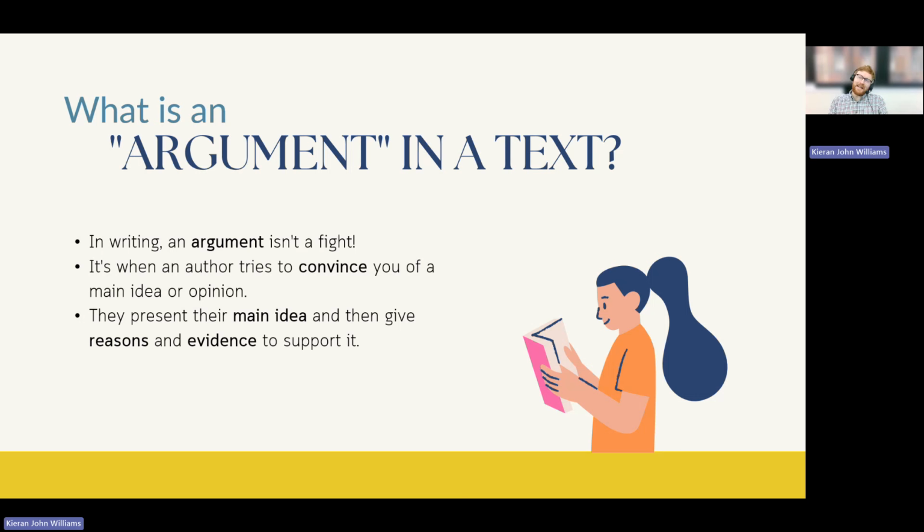So what exactly is an argument in a piece of writing? An argument in this context isn't about shouting or winning a debate. It is about persuasion through logic and evidence. When an author makes an argument, they present a main idea, which we call a claim, and then they support that claim with reasons and evidence. So your job as a reader is to identify what the author's main idea is and how they're trying to convince you to accept it. Think of this as following the reasoning trail.